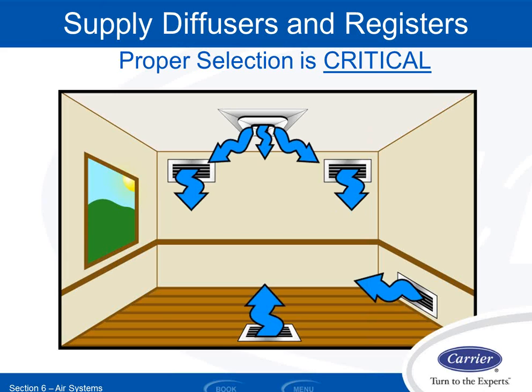It doesn't make any sense for me to only have supply in the room. Like I said, I got to pull air back out of the room. So even though this drawing doesn't show the return on this particular drawing, I do need to have the return ducts.